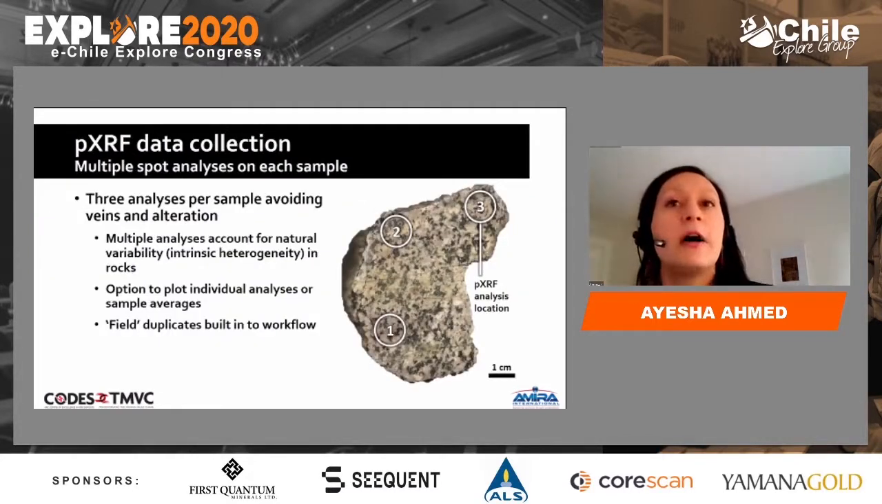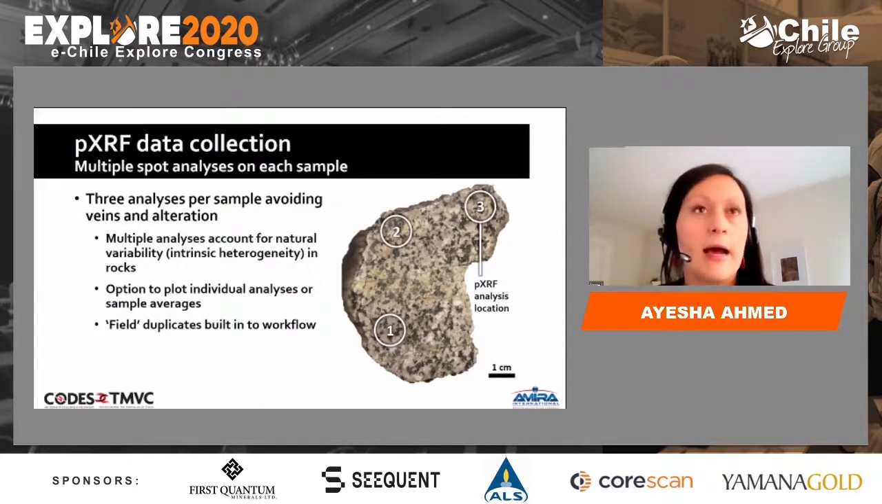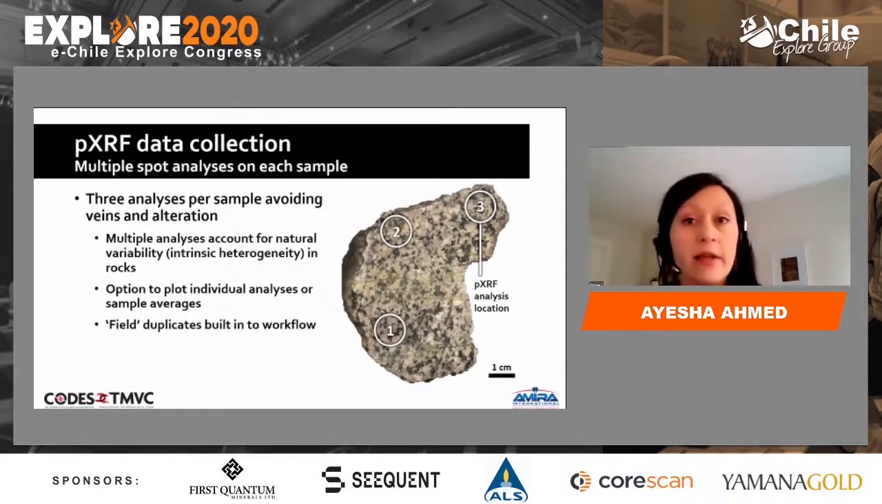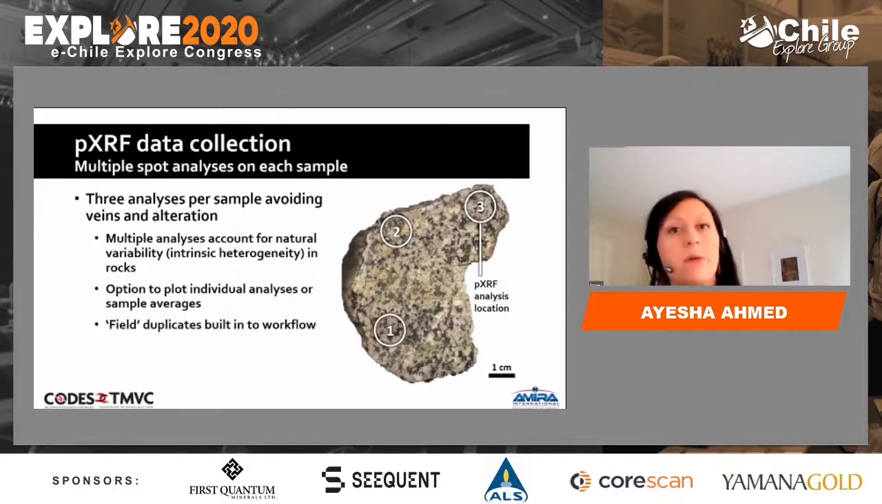On each of the rock samples, we collected 3 spot analyses, avoiding areas of veining and alteration. So why is 3 the magic number, you might ask? Well, we wanted more than one analysis in order to represent the natural variability or the intrinsic heterogeneity in rocks. And this is a function of mineral distribution, texture, and grain size.